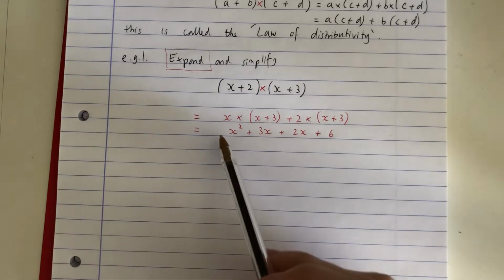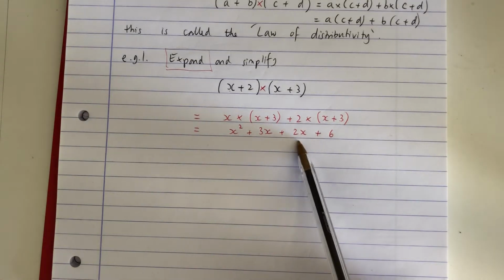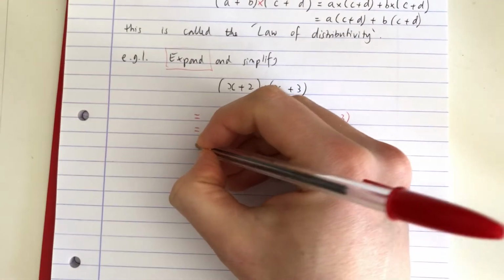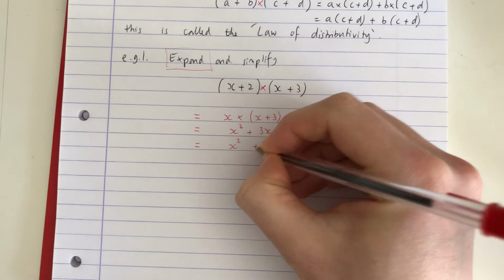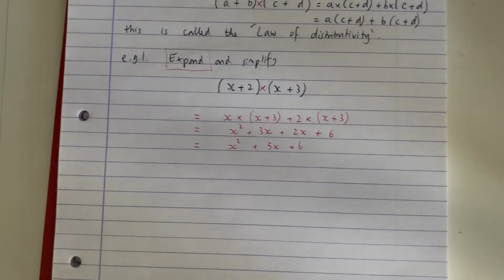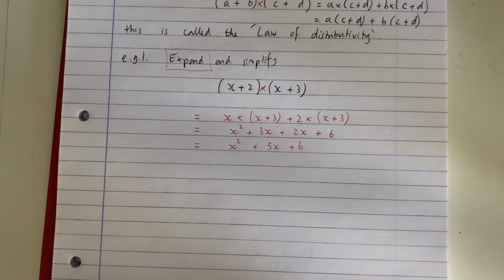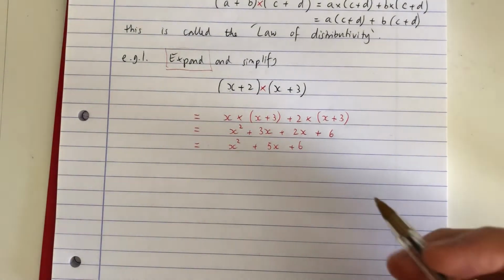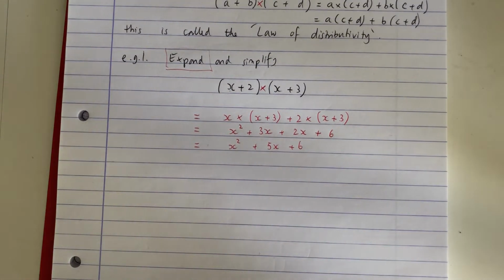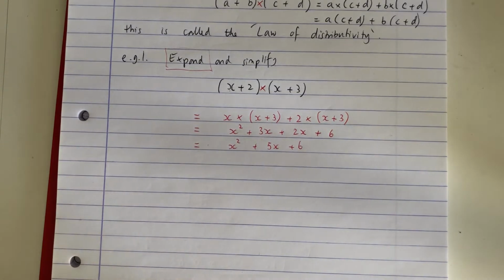However, this expression does simplify. There are like terms. We've got a 3x and a 2x, and the shortest way to write that is x squared plus 5x. Now you might remember the name of this type of expression from a previous chapter. This is called a quadratic expression when you've got an x squared, but we don't need to know that yet.